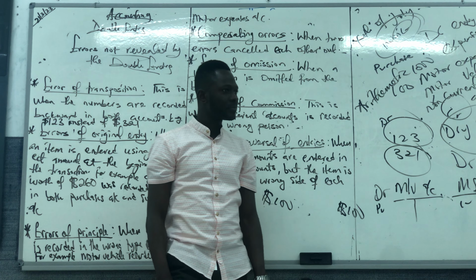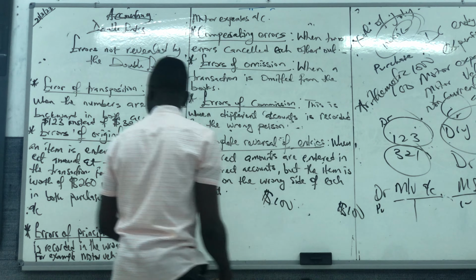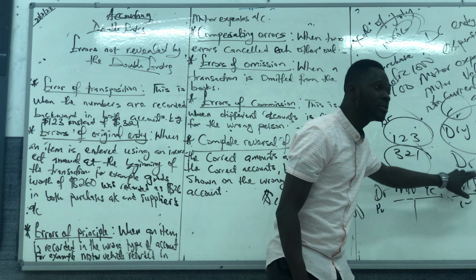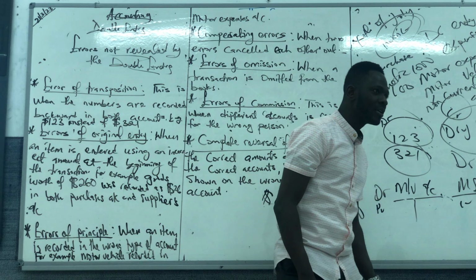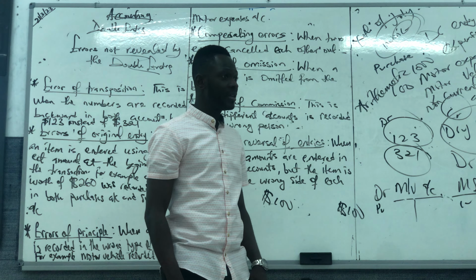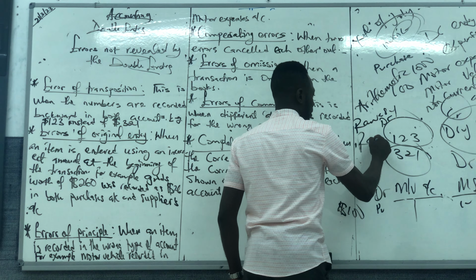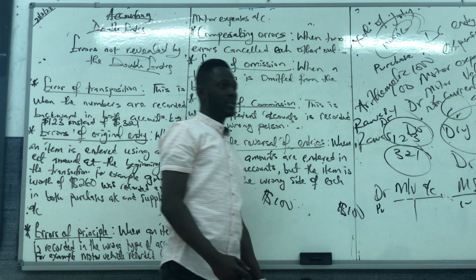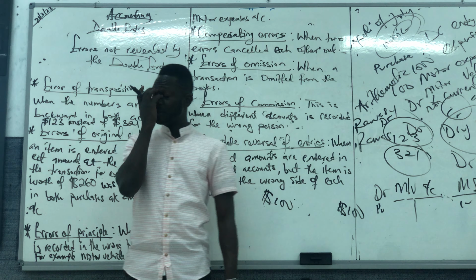Mister, I don't understand the error of commission. This one is error of principle. For commission, you posted the same amount but in a different account name. The account holder, the name of the account. There's Gawasi and there is Gawa. I am supposed to debit Gawasi, I debited Gawa. Will it balance or not? Clear?